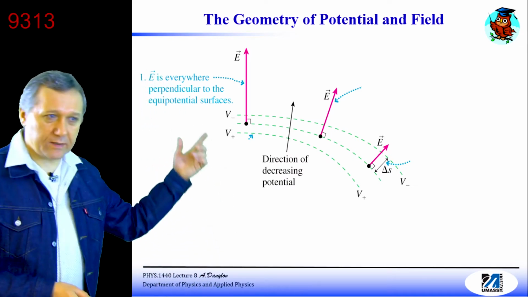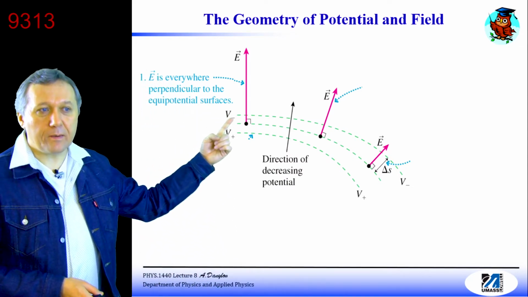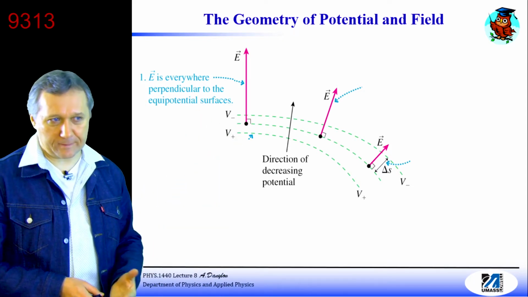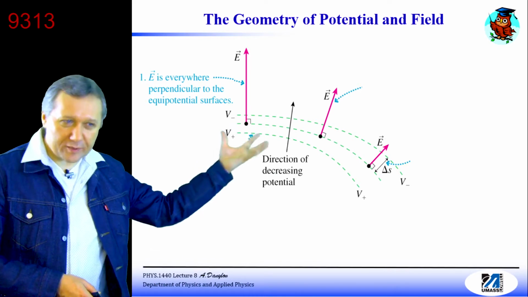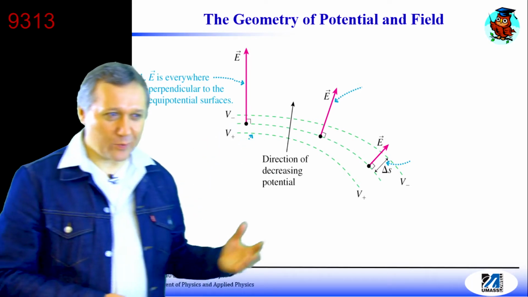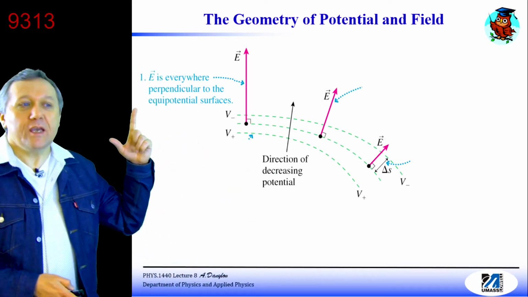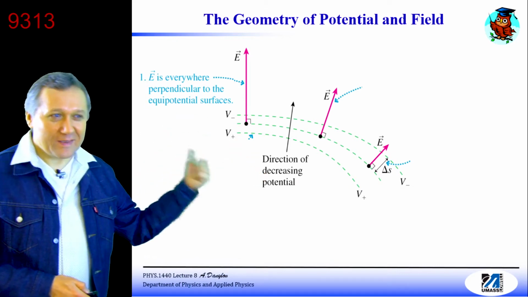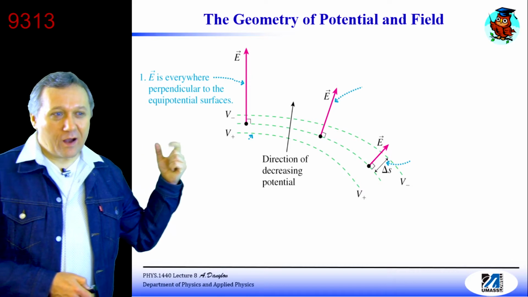And that's what we're stating here, right? Electric field must be perpendicular to any equipotential line. To the equipotential line at the point, right? At the point. Okay, so that's the first statement, and we're going to prove it in a couple of minutes. Then the second statement.